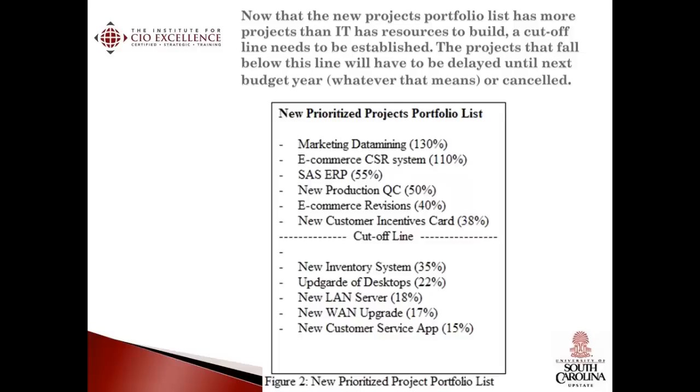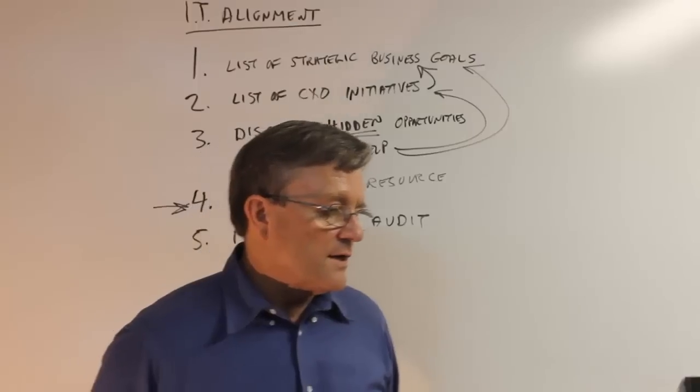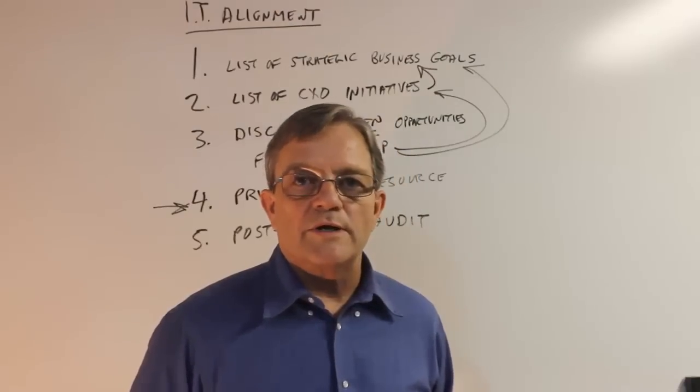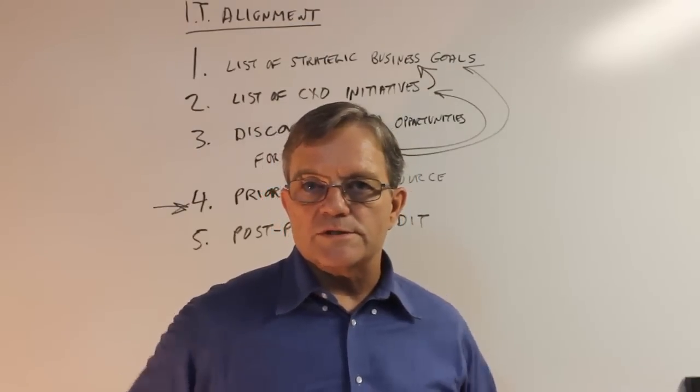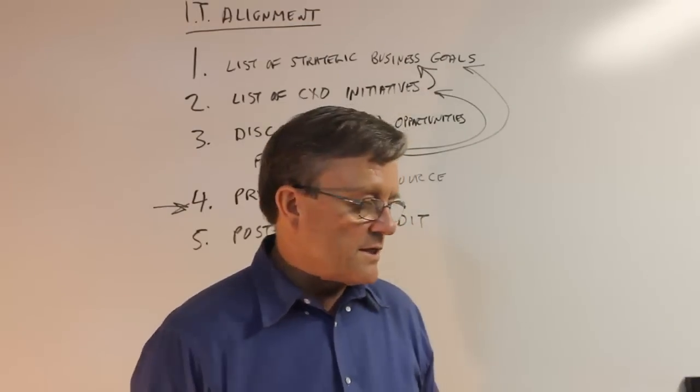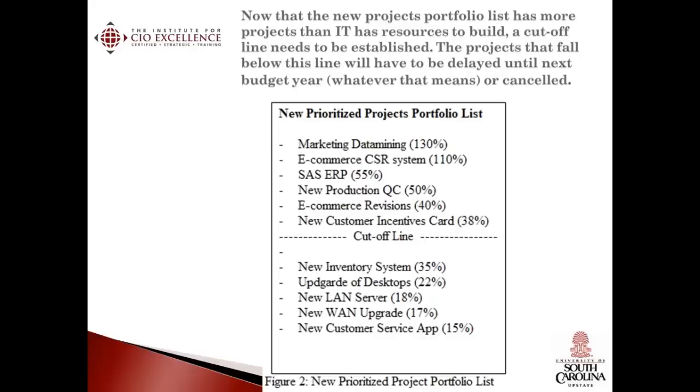So it says here, now that the new projects portfolio list has more projects than IT has resources, we have to create a cutoff line. And that cutoff line represents the point at which we run out of resources as we move from the top of the list down. So some of the new systems that we've identified out of the IT alignment process are now going to get resourced, but some of the things that we were working on or were going to be working on didn't make the cutoff.